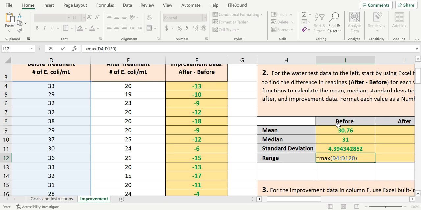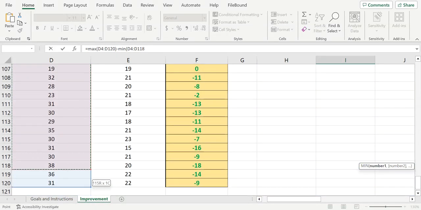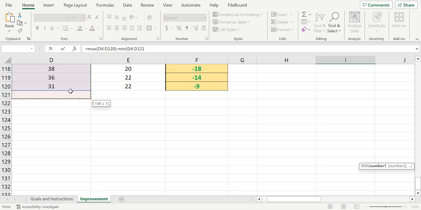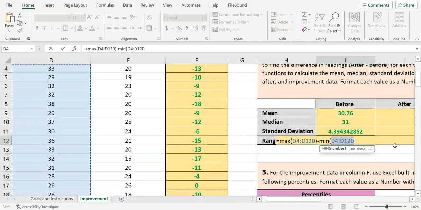So close the parenthesis on the max, then do minus, min, open the parenthesis, highlight the same data. So both ranges in your functions should both be D4 to D120. Once you finish the min function, you can close the parentheses and hit enter.